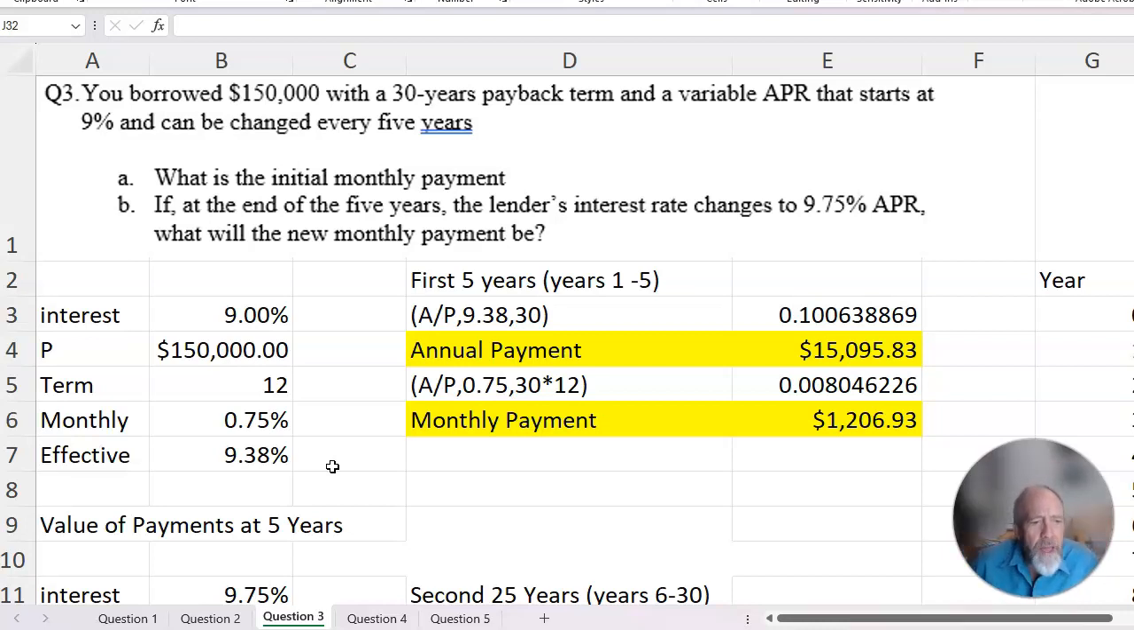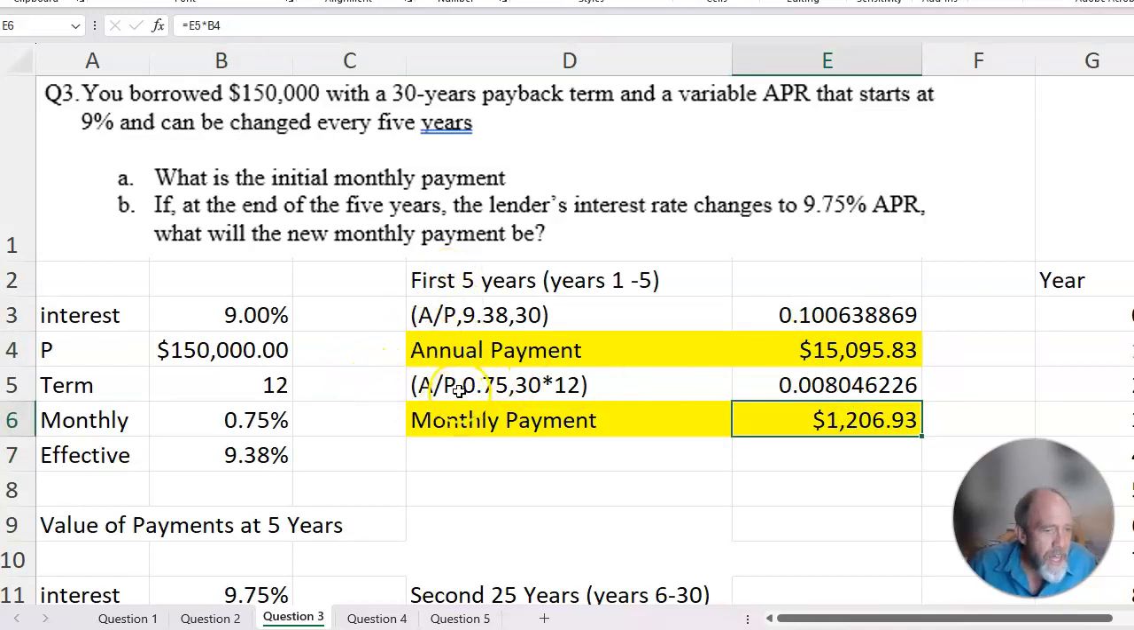So the initial monthly payment's not that hard. A over P. You know what you borrowed, you know your interest rate. You've got to calculate an effective interest rate because it is monthly, and you can come up with your annual payment, your monthly payment.